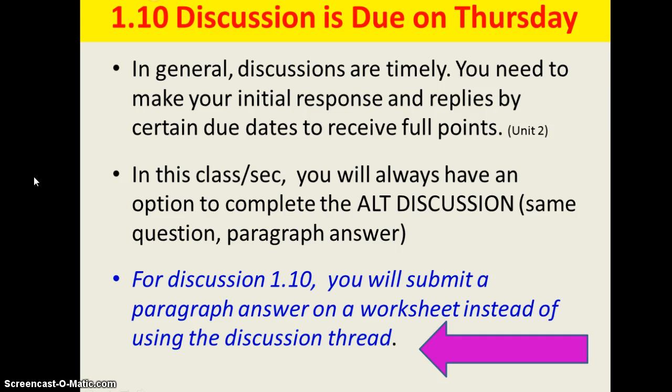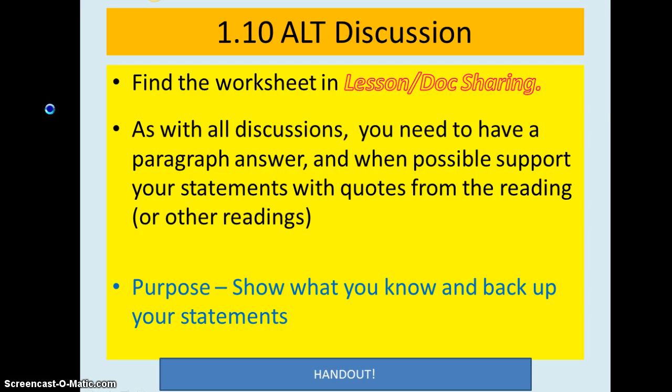So on the 1.10 discussion that's due on Thursday, please note that from now on, for discussions where we have a thread, it's really key to be timely. But because this one is an alternate discussion, if you get a little behind, you can still make it up as quickly as possible. So maybe you won't have time Thursday and you need to do it Friday. All right, so where are you going to find it? You can find the worksheet in the lesson for 1.10, or in Doc Sharing.